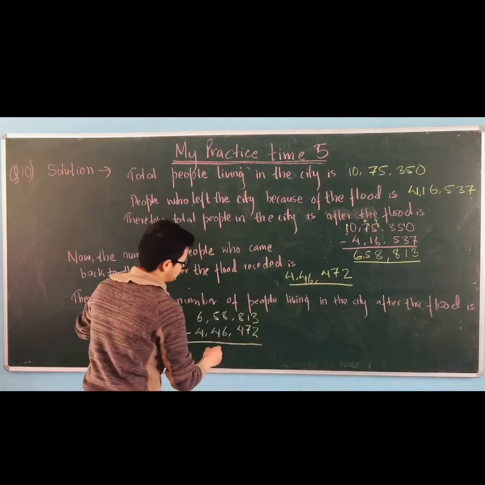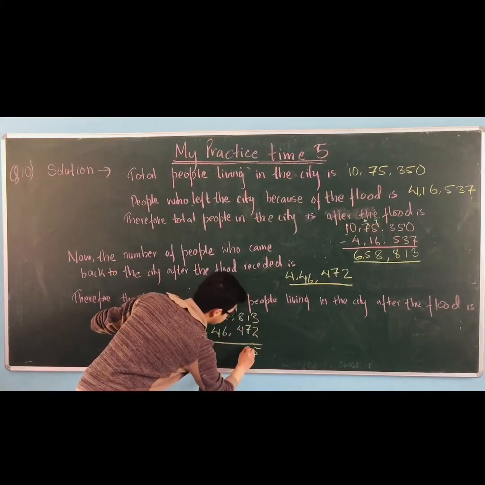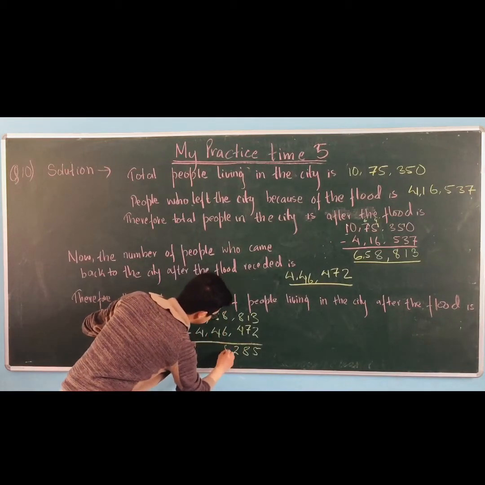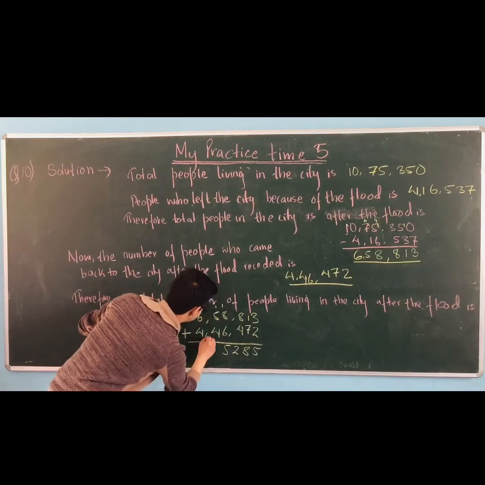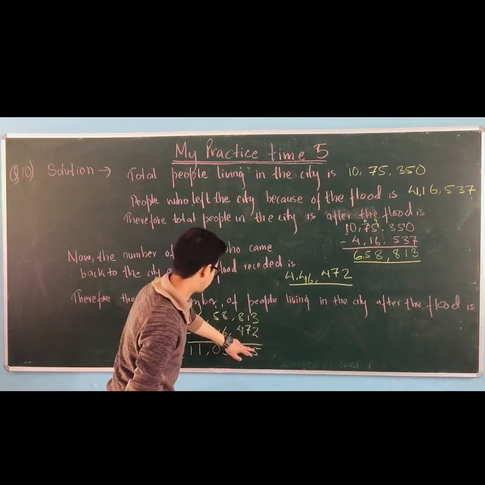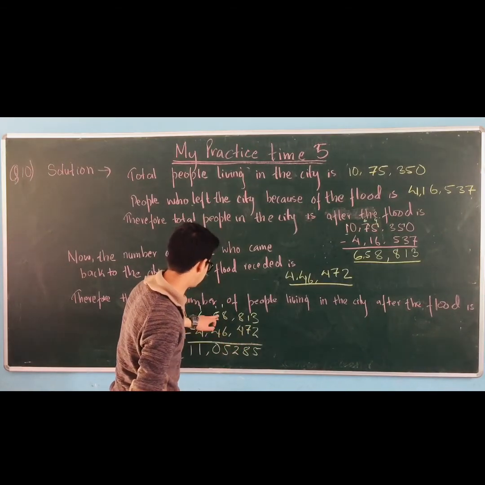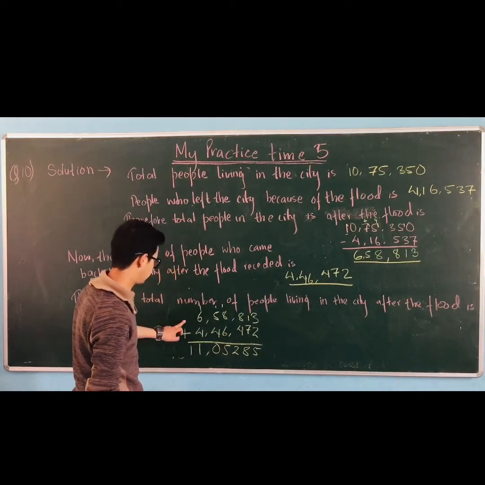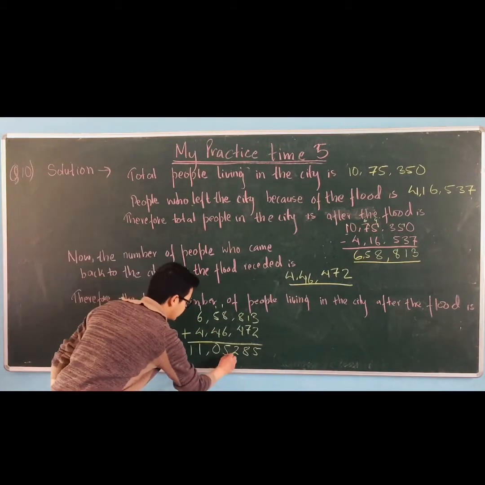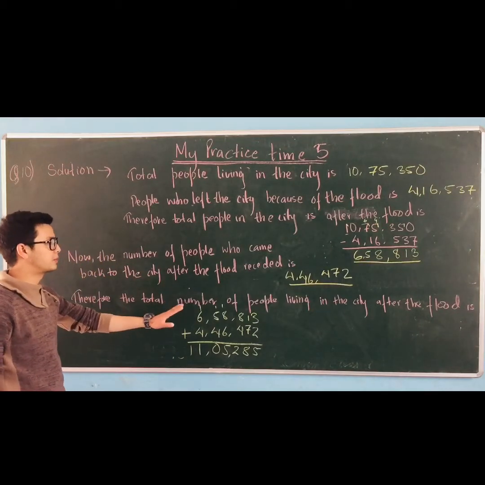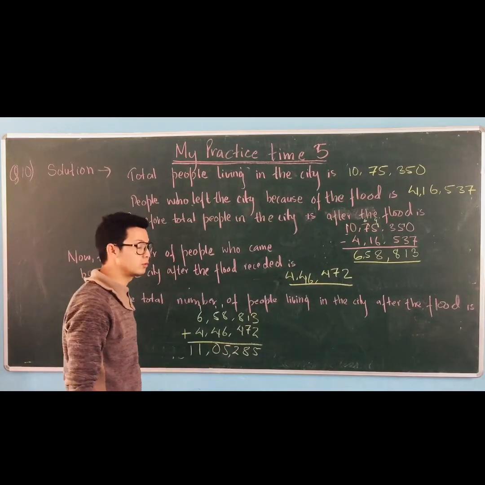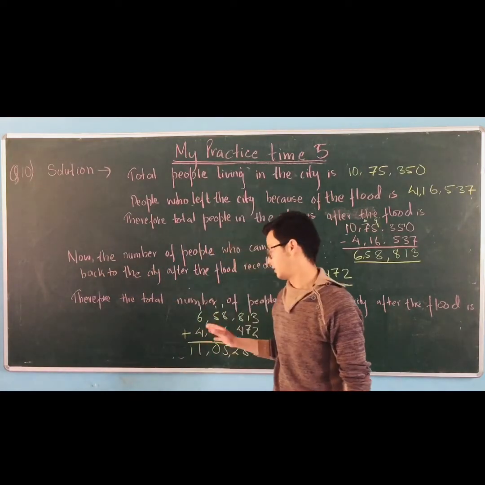Okay, so 3 plus 2 is 5, 7 plus 1 is 8, 8 plus 4 is 12... So this is your answer. Okay, so therefore the total number of people living in the city after the flood is 11,05,285. Okay, this is the answer.